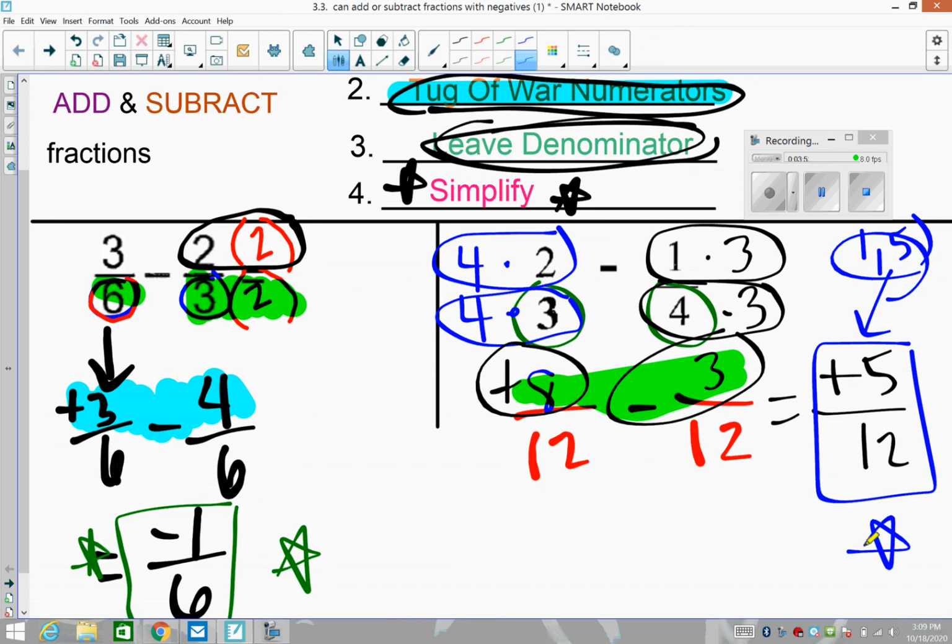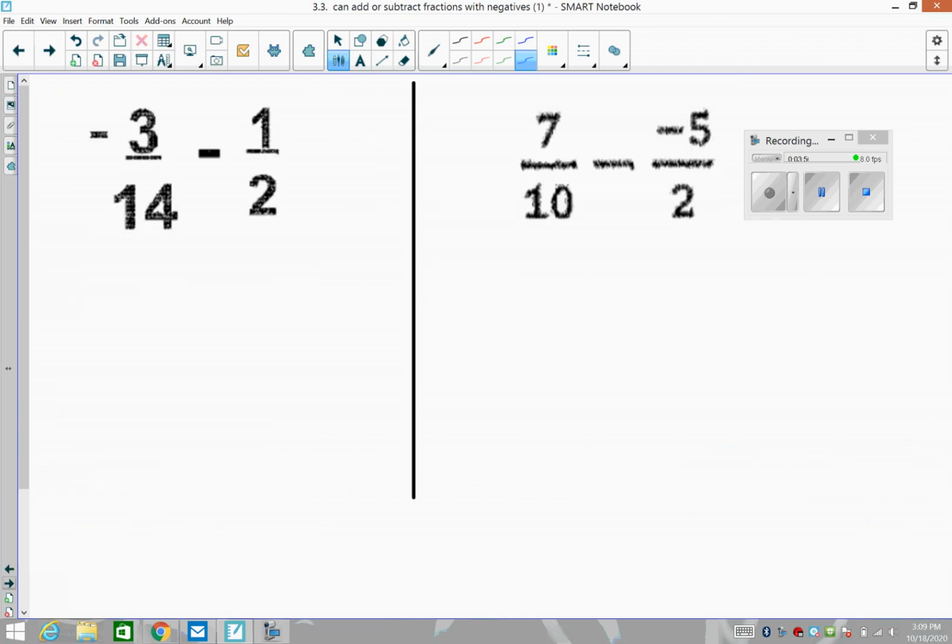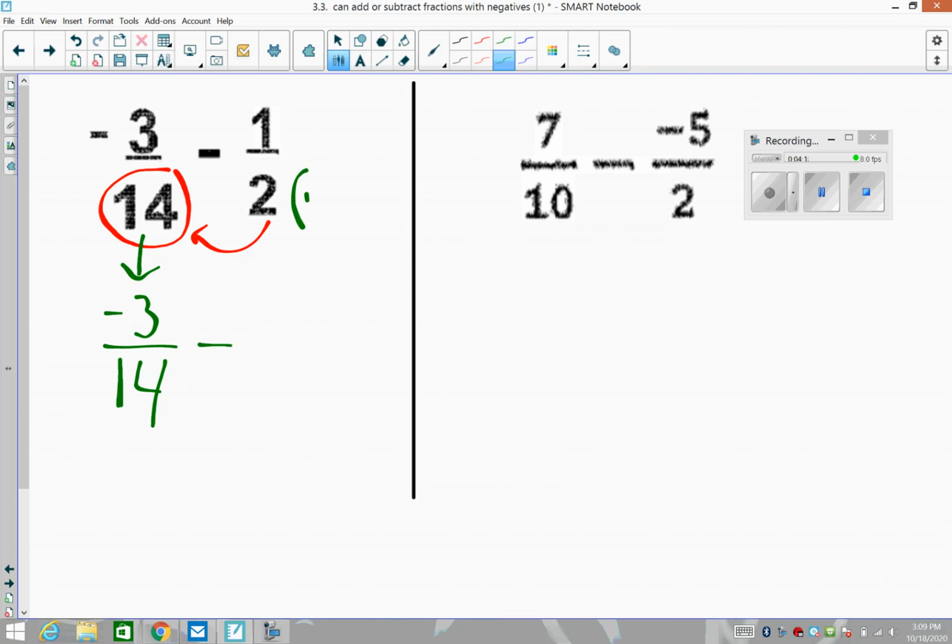So that's our lesson on add, subtract fractions with negatives, right? But we're going to keep going and try some more. So next problem, -3/14 minus 1/2. So 14 is the common denominator here because 2 goes in there. So I'm going to drag this first term down, -3/14, no biggie there. Sign in the middle says subtract, so I'm going to keep that. I need to make this a 14, so I'm going to multiply by 7 to the top and to the bottom. There's my 14, yay.